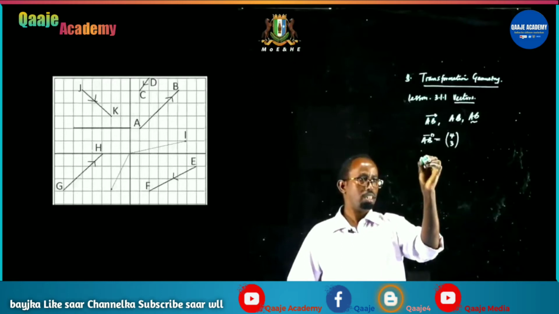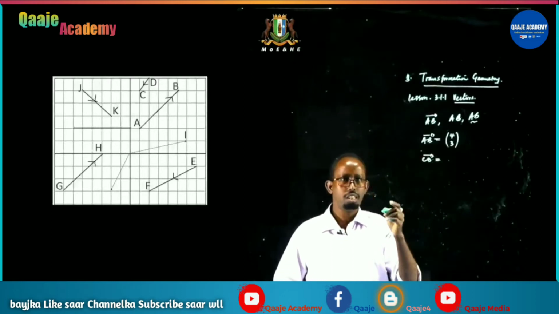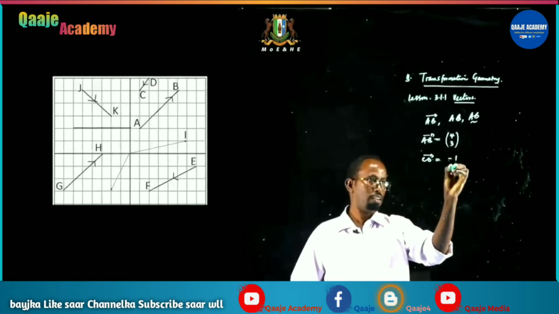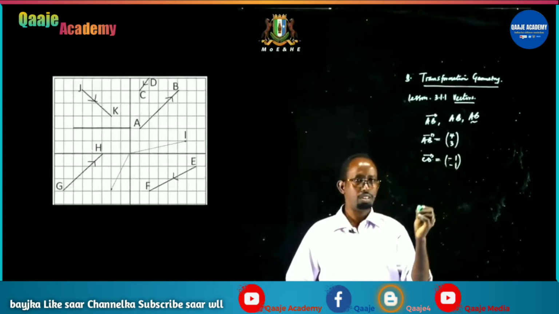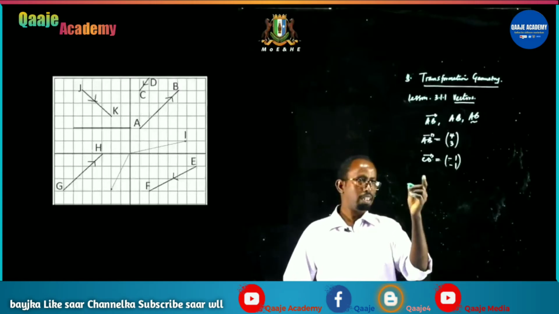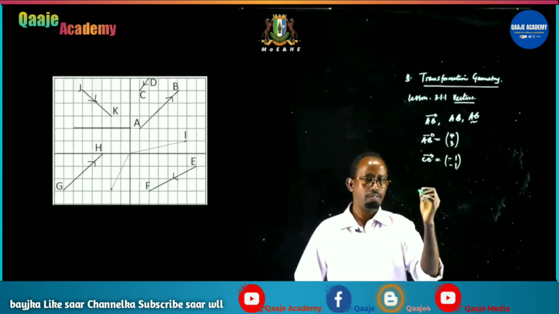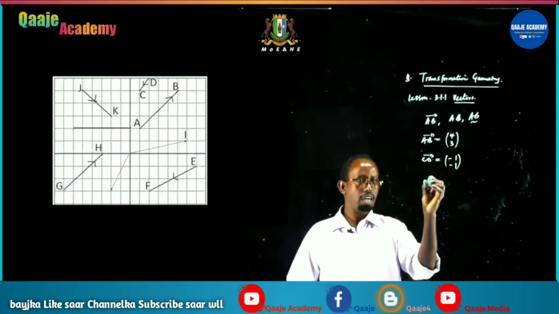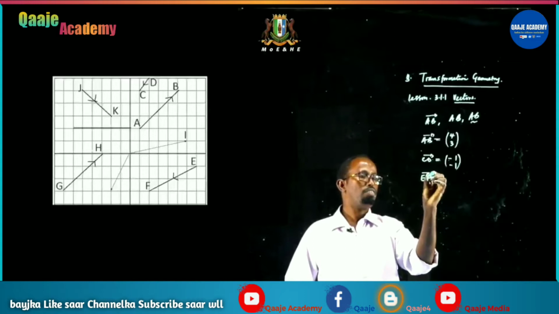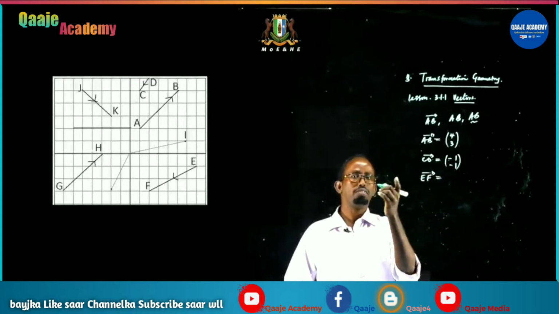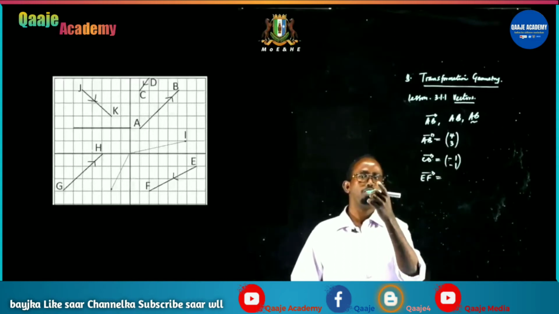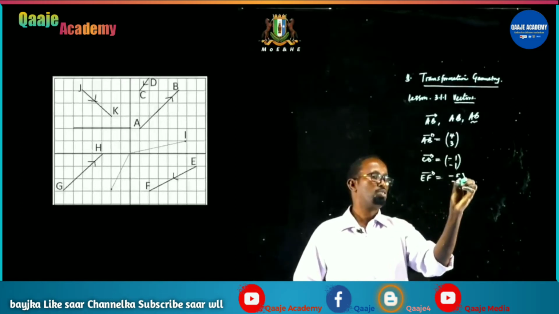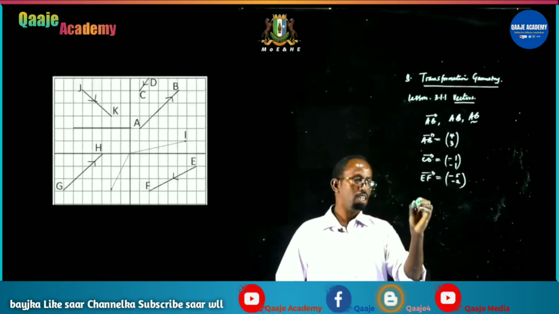For CD, the direction is one to the left and then one downward. They are both negatives. I'm getting the answers from the graph. That is CD. For EF, you move to the left 1, 2, 3, 4, 5, and then 2 steps downward, so (-5, -2).